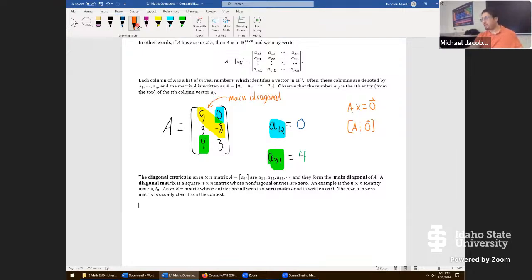And the diagonal entries would be A11 equals 5, A22 equals -8, are the entries on the main diagonal. So our notation's kind of interesting. Diagonal matrices turn out to be extremely important in linear algebra.